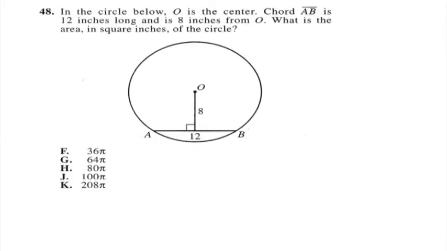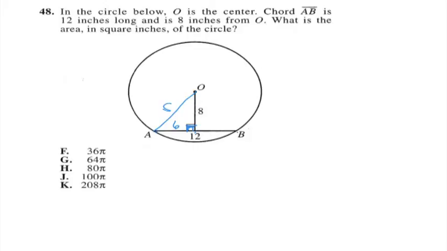48. Let's look at another shape inside of a circle. In the circle below, O is the center. Chord AB is 12 inches long and is 8 inches from O. What is the area in square inches of the circle? Now, a couple of little things to know. When I tell you that this is a right angle, that tells you that it is cutting this line in half. And so we can draw a line from here to here, which is the radius of the circle. And that means we cut this 12 in half, making this a 6.